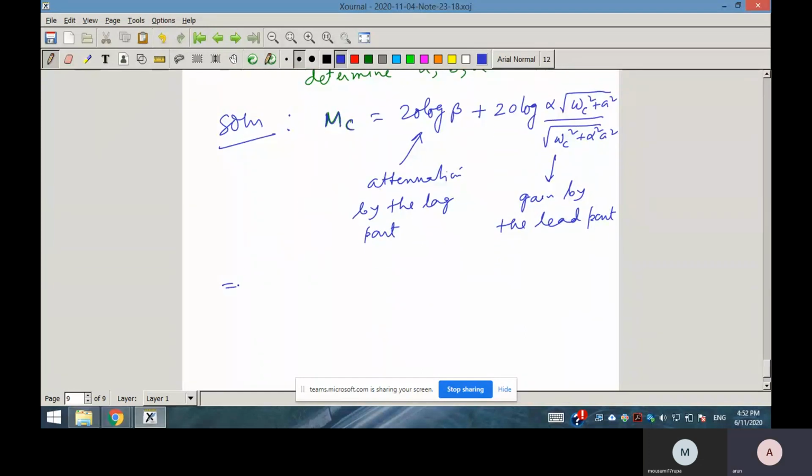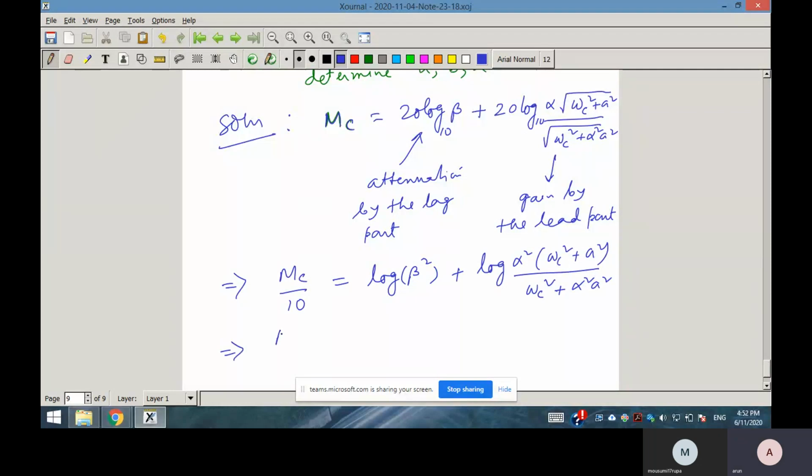So you can write like this: from this, Mc by 10 equal to log of beta square, base 10. All these are base 10 that I am not writing. Beta square plus log of, you can write, so it will be 2 log alpha into this one. So if you want to absorb the 2 here, it will be square. So it will be alpha square into omega c square plus a square divided by omega c square plus alpha square a square.